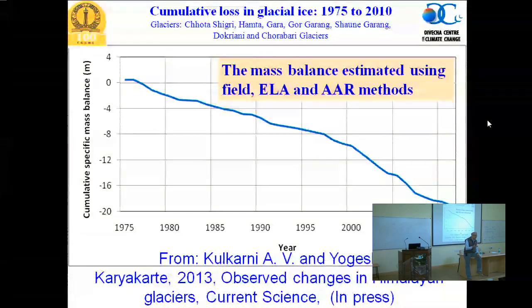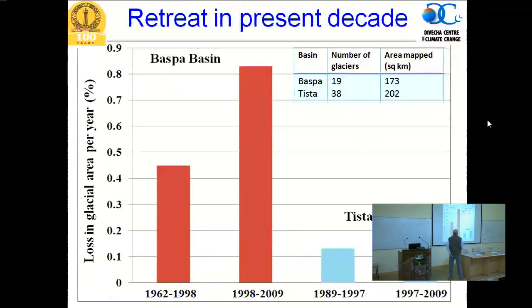I was talking to you earlier about how to estimate the equilibrium line altitude, convert the equilibrium line altitude into accumulation area ratio, and get the glacier mass balance. I'm not going to talk much about that, as there is not sufficient time. But we have done it, and for approximately these 7-8 glaciers, we have lost almost 20 meters of glacial thickness since the mid-70s. So it is a substantial loss, but remember this is only in the lower reaches.